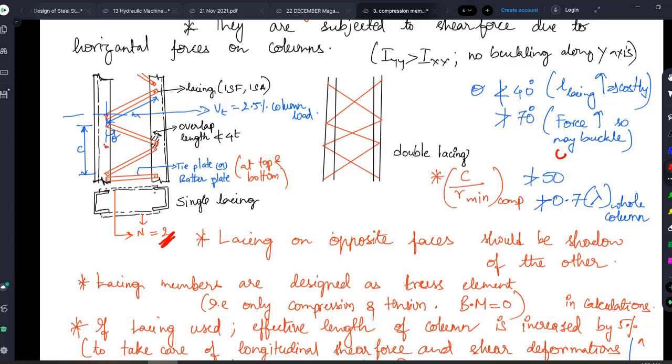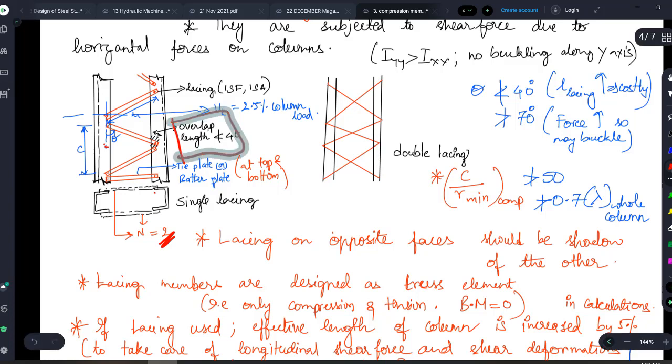Okay, I hope it is very clear, right? So remember, there are some important clauses which can be asked in your state PSC directly, so you will have to concentrate a little and remember them. For example, what is the overall overlap length of your lacing on column?